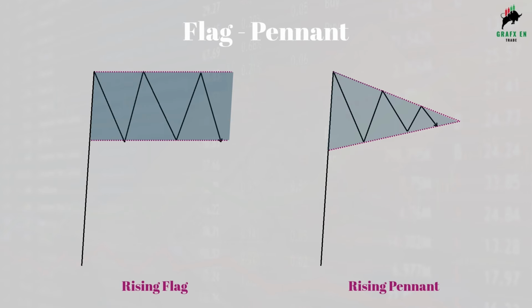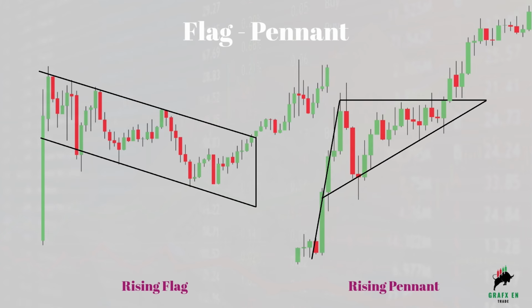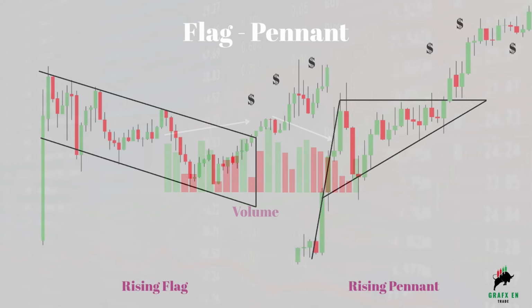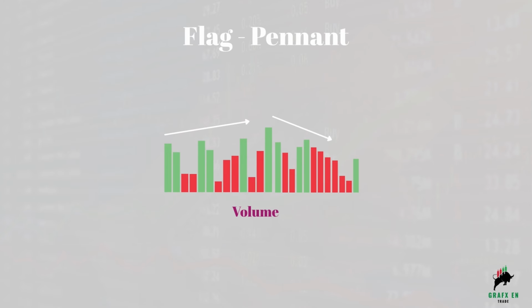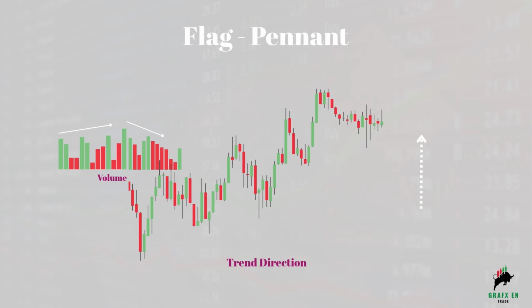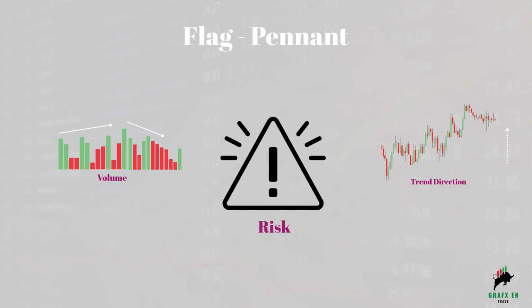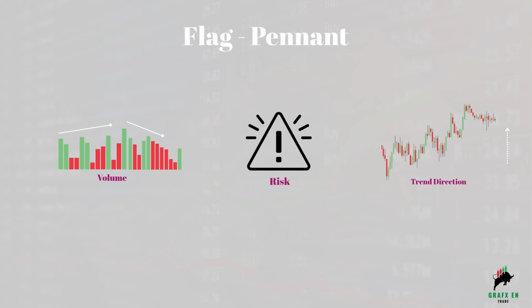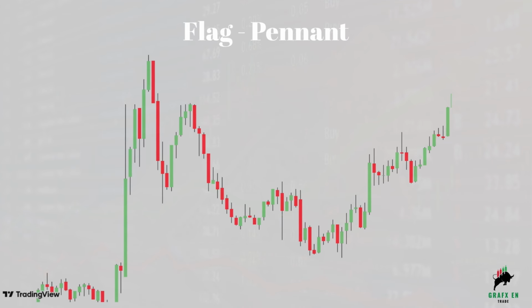Flags and pennants are powerful technical analysis tools that indicate trend continuation. When read correctly, they can provide both short-term and medium-term opportunities. But remember, no single formation is 100% reliable. Always use them together with volume analysis, trend following, and risk management. Once you start spotting flag and pennant formations on charts, catching trend continuations becomes much easier.